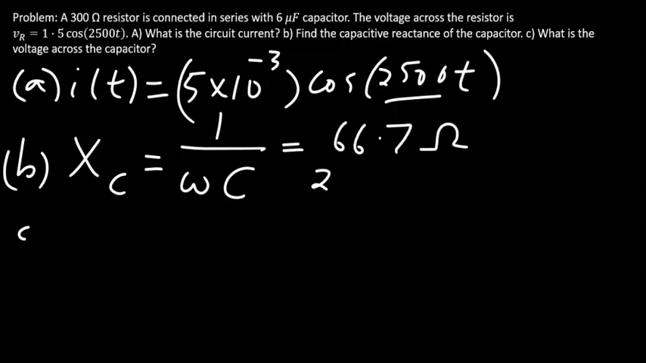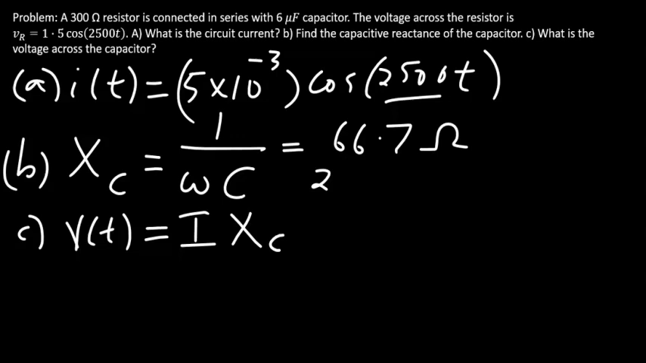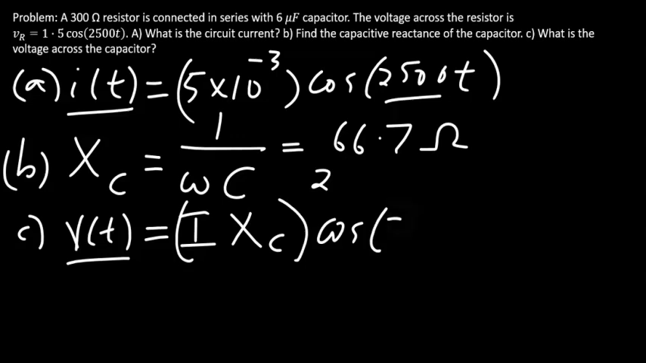And finally, what is the voltage across the capacitor as a function of time? That is given by the current amplitude times the capacitive reactance. So that is the amplitude of the voltage. Now this is a capacitor that is in the AC circuit, so the voltage across the capacitor must lag the current by 90 degrees. So that means it's cosine 2500t minus 90 degrees.